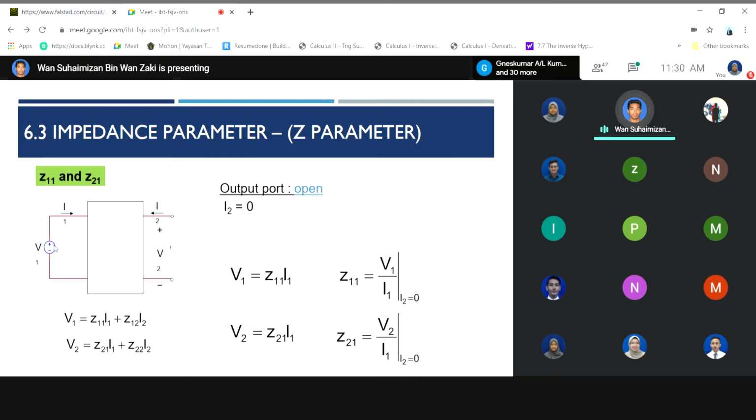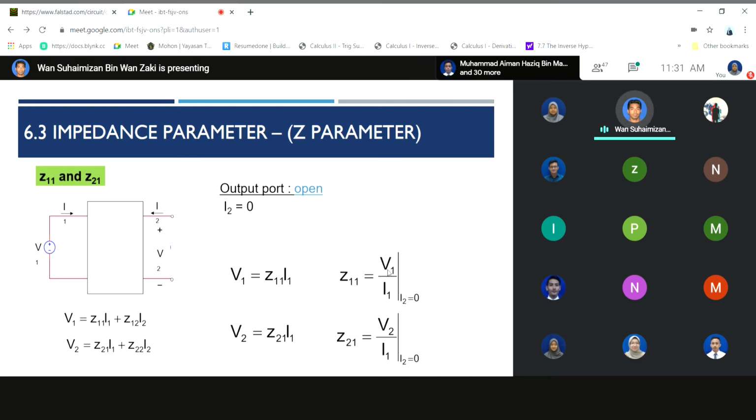but at port number 1, you just apply voltage. When this happens, the current at port 2 is 0. When this is set to 0, you can determine Z11 and Z21. In this equation you set I2 equals 0, so V1 equals Z11 I1. To determine a Z parameter, Z equals V over I. Same thing here: Z21 equals V2 over I1.